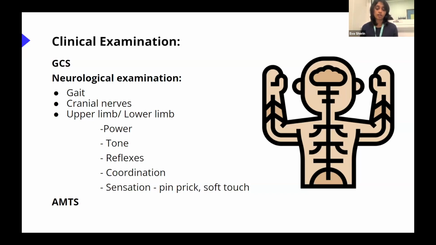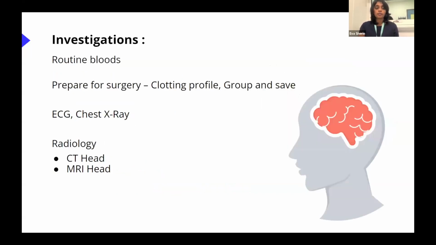And yes, always check for AMTS, because in case you do decide to take the patient up for surgery, you will need to assess if the patient has capacity to consent for the surgery. And it also lets you know if the patient has capacity in general to refuse treatment later as well, in case she doesn't want the surgery or something. And you can always use that for your mental capacity assessment later.